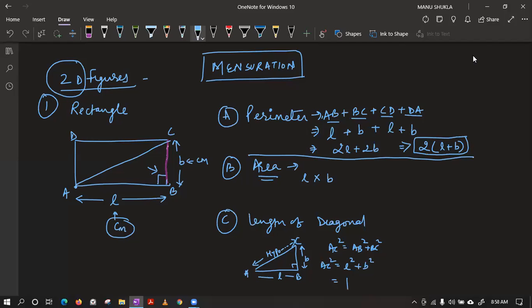We can say that AC square is equal to L square plus B square. So it will be under root L square plus B square. I hope you people are able to understand this thing. Although this concept is not in the NCERT, still for your knowledge I shared it with you because you all know the concept of Pythagoras theorem. Please confirm. So this way we have found the diagonal's length.